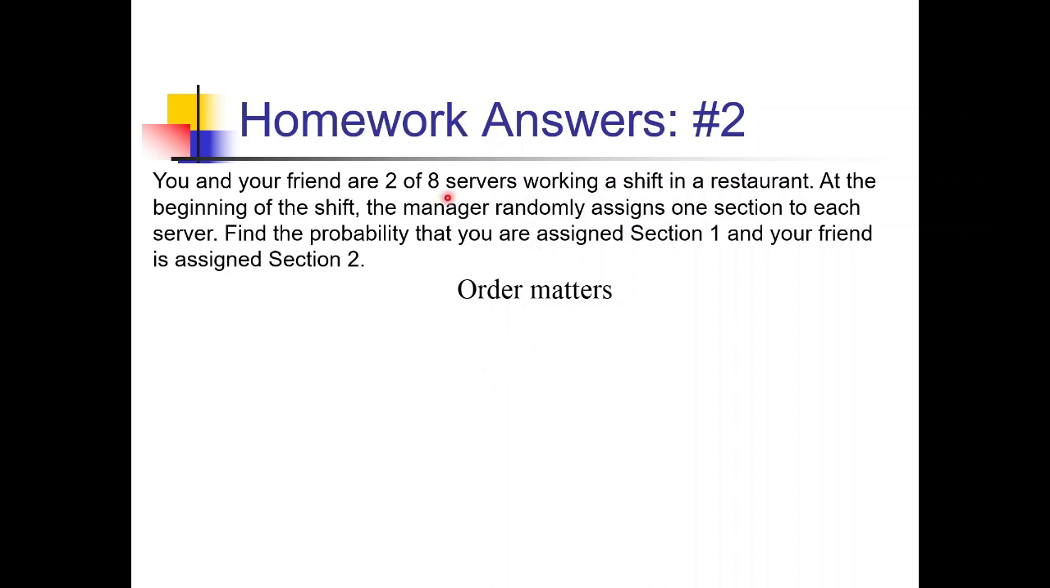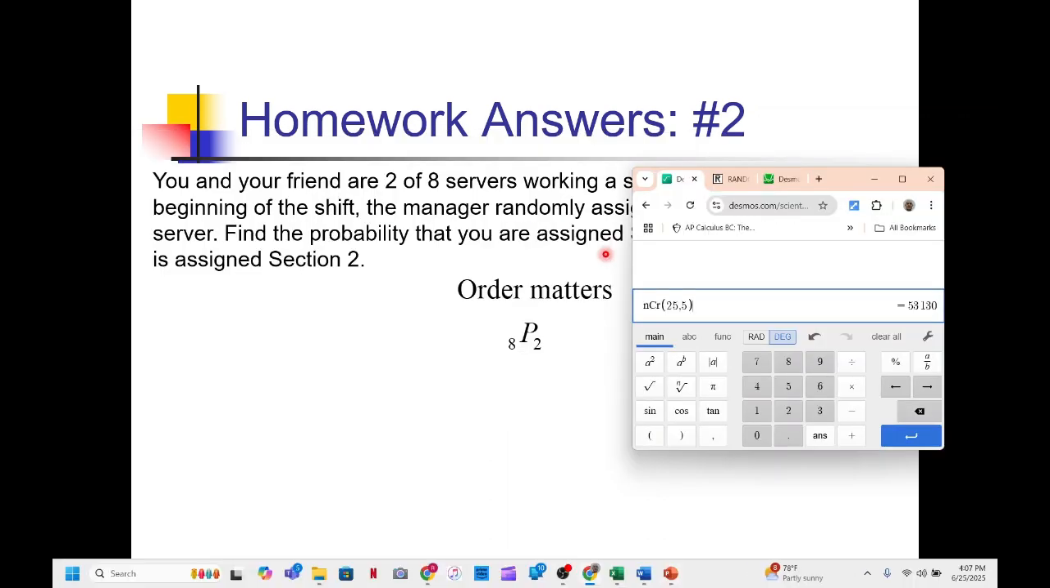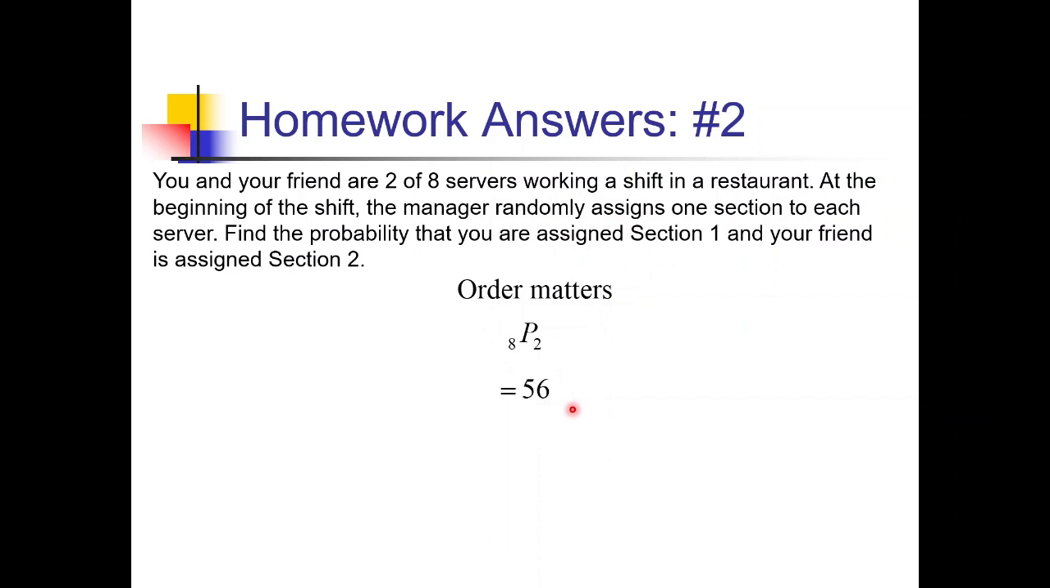Since the order matters, we're going to use a permutation to find this total possible outcomes. So we're going to do 8P2 to get that. And going to Desmos for that, let me do nPr, parentheses, 8 comma 2. That does my 8P2 on Desmos. That comes out to 56. So there's 56 different permutations for what those first 2 servers can be. Only one of those is going to have us in section 1 and our friend in section 2. So our probability then is going to be 1 over 56.